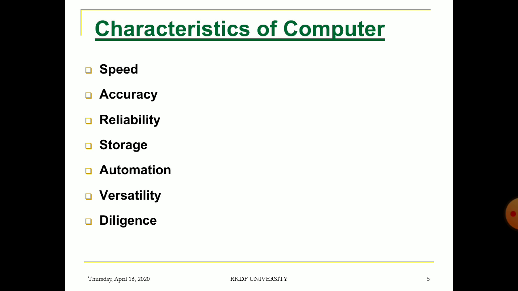Second one is accuracy. A computer performs millions of operations, but within the given input set of instructions and data, the result obtained should be precise without any errors. So that is known as accuracy. Next one is reliability. Reliable means that they can do their task properly and consistently. Computer components are very reliable and have a very low failure rate.